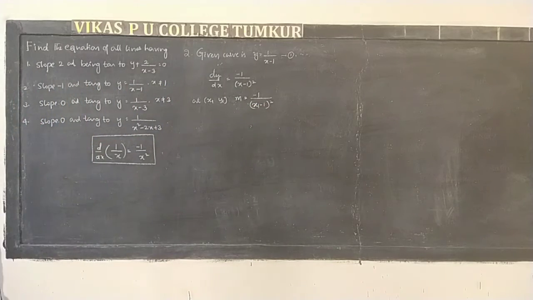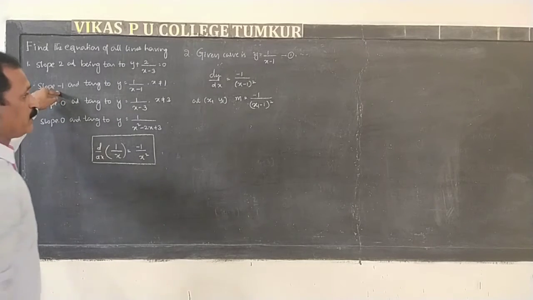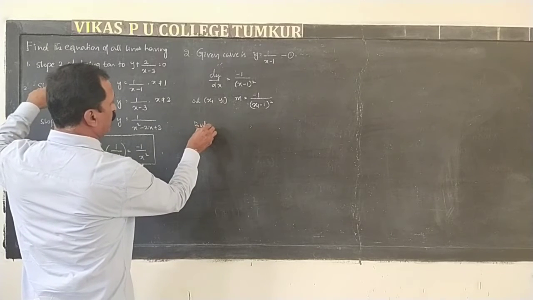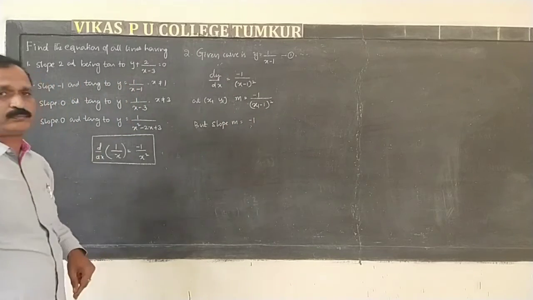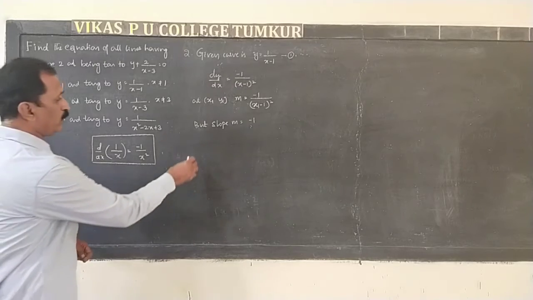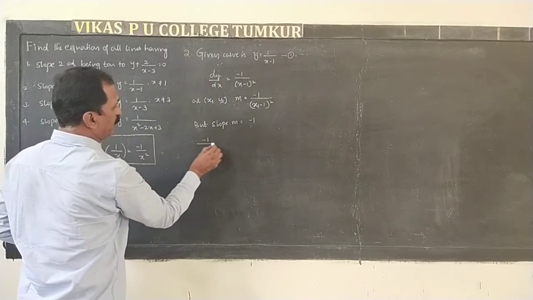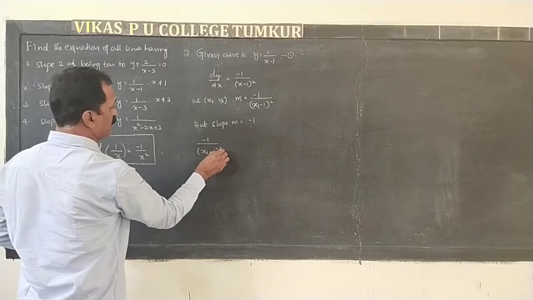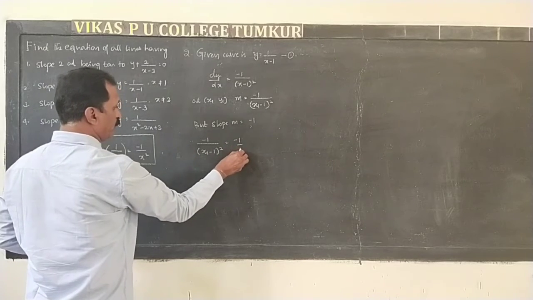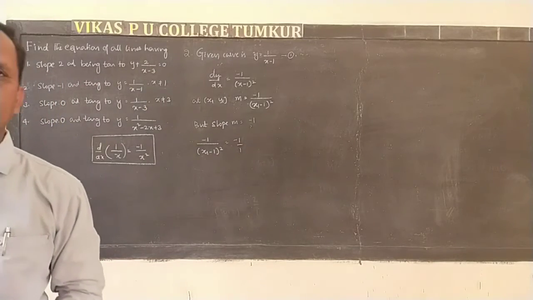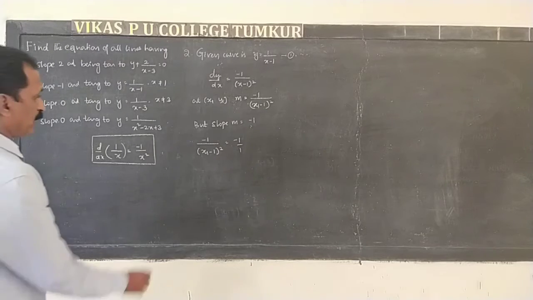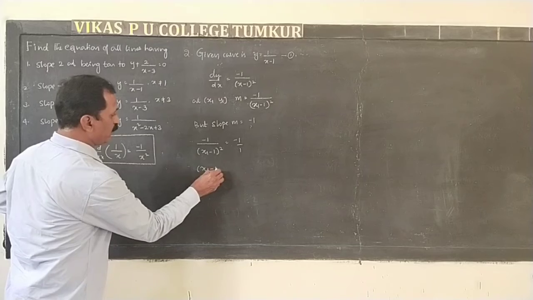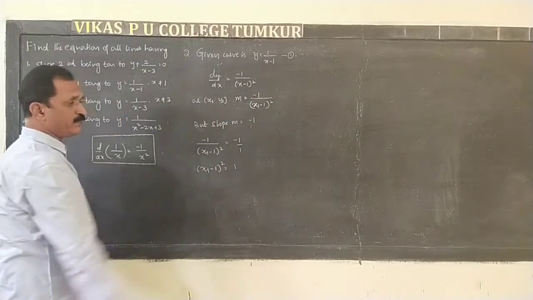Correct? But what is the slope given? Slope is given to be minus 1. How much slope have they given? They have given minus 1. But slope of the curve m should be is equal to minus 1. Okay? Therefore, minus 1 divided by x1 minus 1 whole square should be is equal to minus 1 divided by 1. I am equating slope with the slope of the tangent. Therefore, the denominator x1 minus 1 whole square should be is equal to 1.